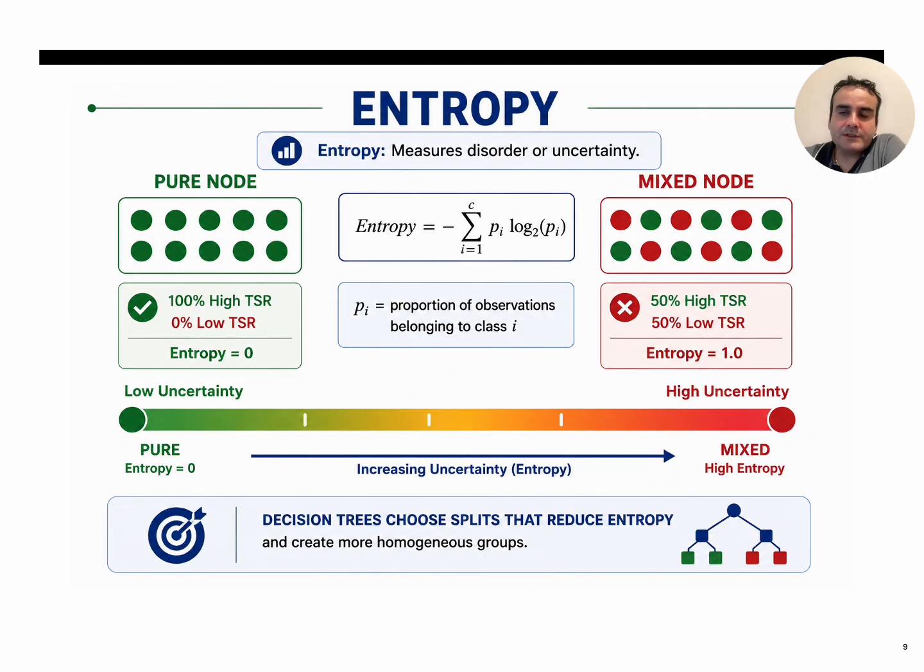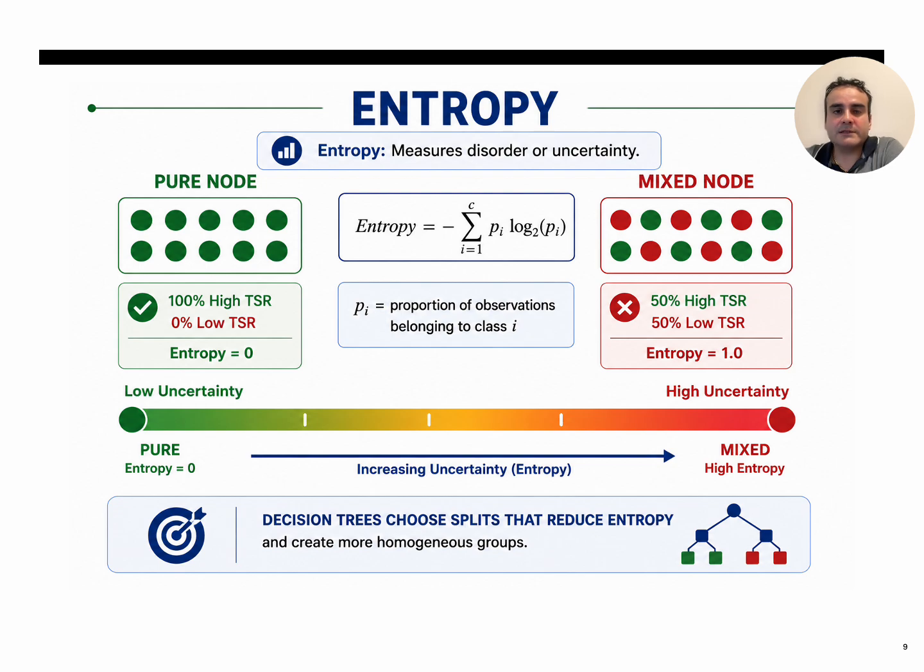Entropy is one of the measures used to quantify impurity. This slide shows two extreme cases. On the left, the pure node contains only one class. Since there is no uncertainty, entropy is very low. On the right, the node contains an equal mix of two classes. For example, an equal mix of high TSR values and low TSR values, 50% high TSR values and 50% low TSR values. This creates maximum uncertainty and therefore high entropy.